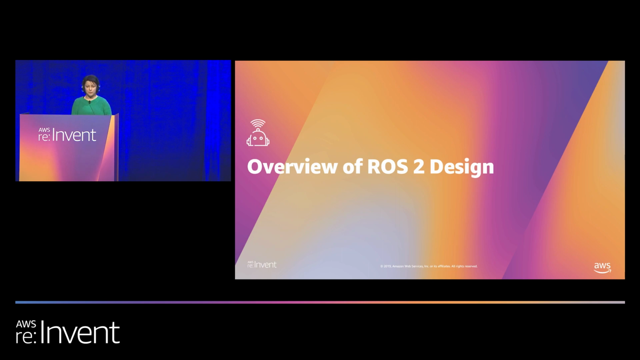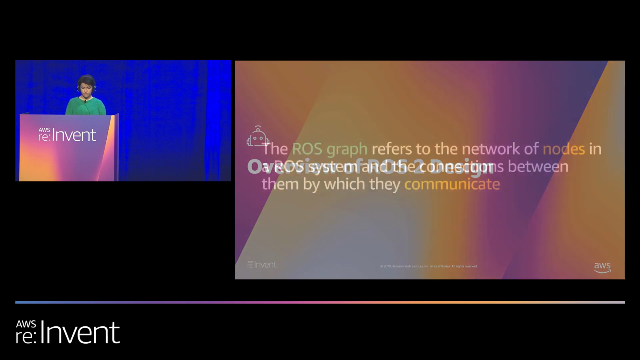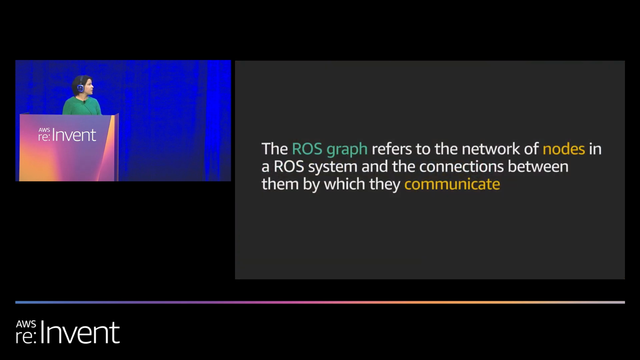All right, let's talk a little bit about the ROS2 design. The ROS graph refers to a network of nodes in the ROS system. At the heart of any ROS2 system is going to be the ROS graph. And we're going to look a little bit at how all of these nodes communicate with each other within the graph.